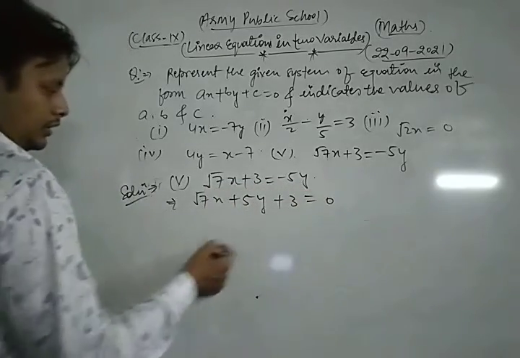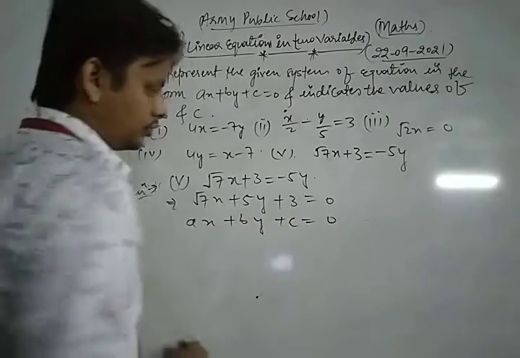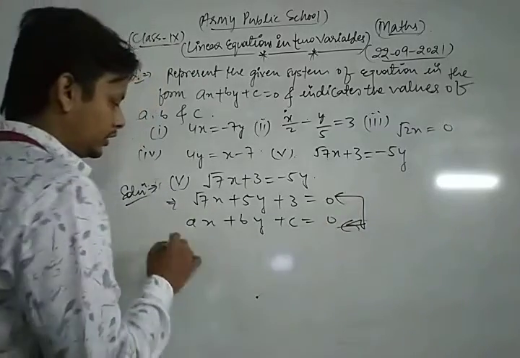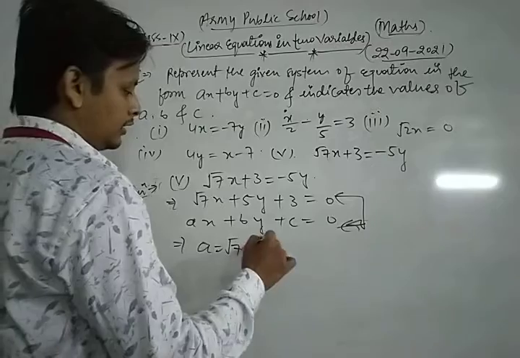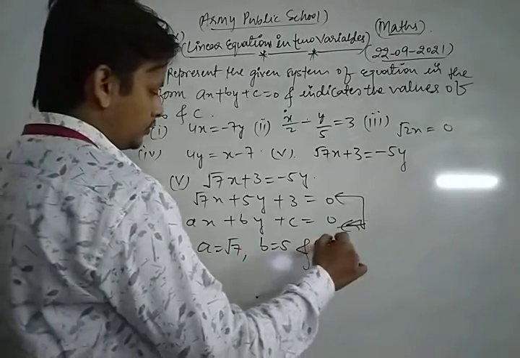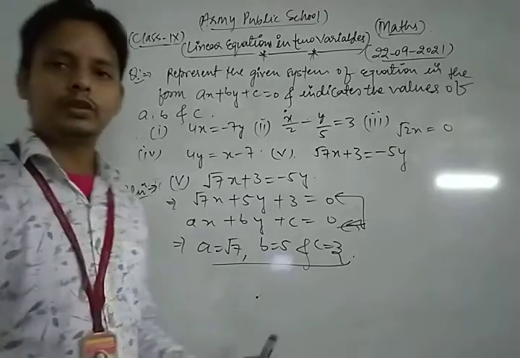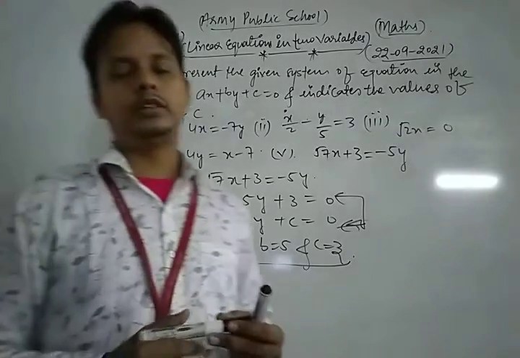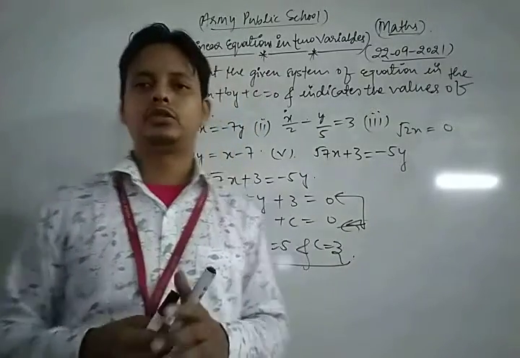So look, this is the form of the equation ax plus by plus c is equal to 0. If we compare both the equations, dear friends, we get the value of a is root 7, b is 5, and c is 3. Okay. So dear friends, in this way you can solve each and every question of your NCERT or any other book based on this topic.